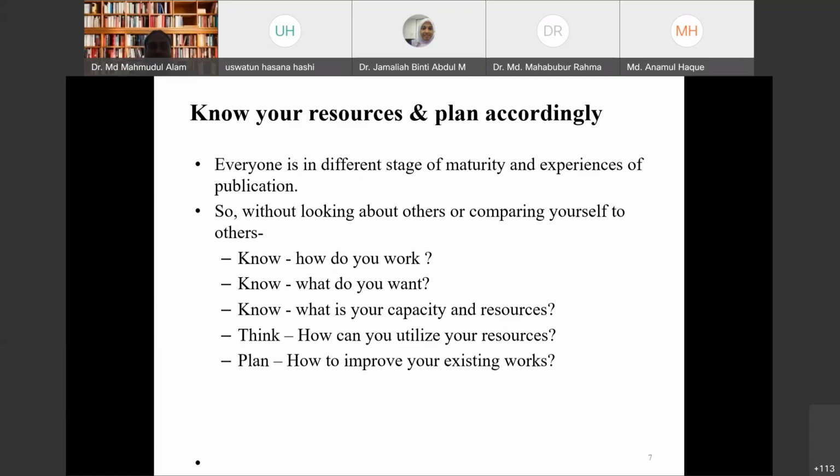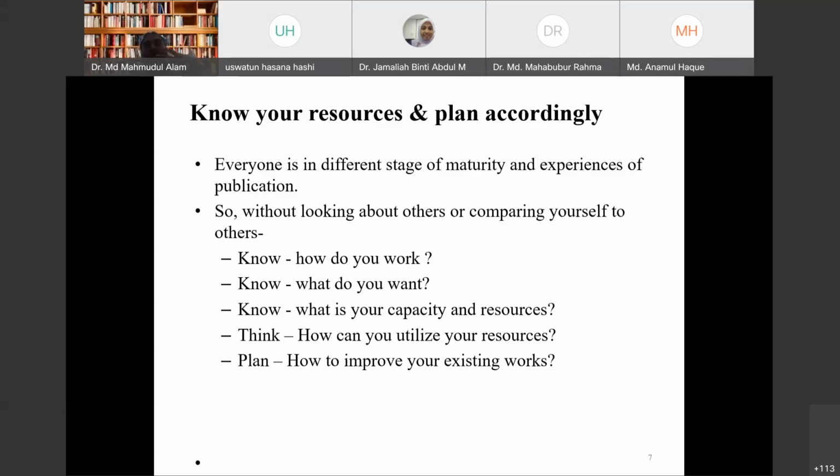Somebody has huge networks. Suppose you ask me how I can publish: I have my own reliable English editor, I have my own statisticians, I have a person who can work on the literature review, very strong. I know good friends and colleagues in my team who are experts in particular areas. So I have networks in every area, on every side. So I know how I can utilize my resources.